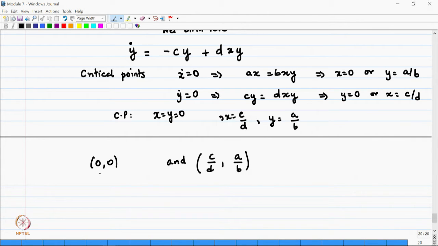Now the critical point at 0, 0 is not very interesting.